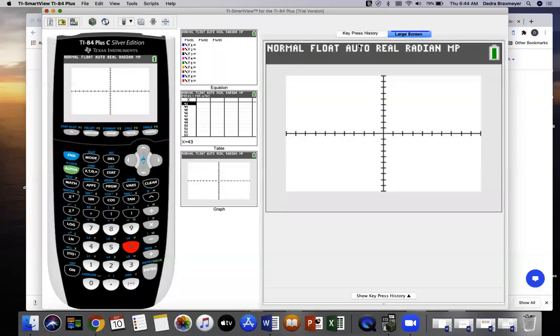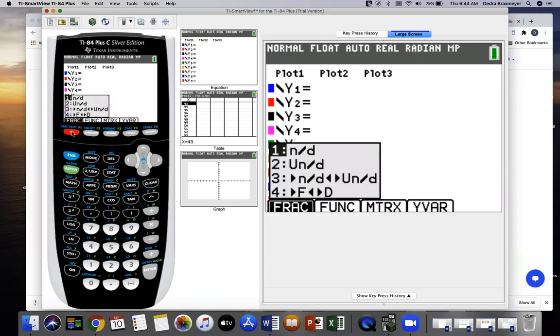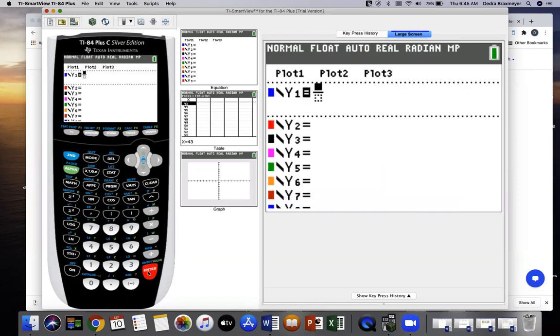To solve a system using a calculator, we must first solve each equation for y. I have already done that. And the first equation solves to give me 5/4. To have your calculator create a fraction, you can use the division bar. If you want your fraction to be a horizontal fraction, press alpha y equals and choose number 1, and you will get the horizontal fraction bar.